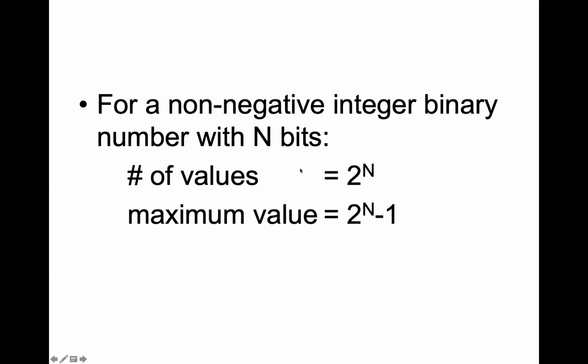Okay, so again, the number of things you can count with an n-digit binary number is 2 raised to the power of n. And the largest value you can represent using a non-negative binary number, and we're going to talk about negative numbers in a later lecture segment this week, is 2 to the n minus 1.